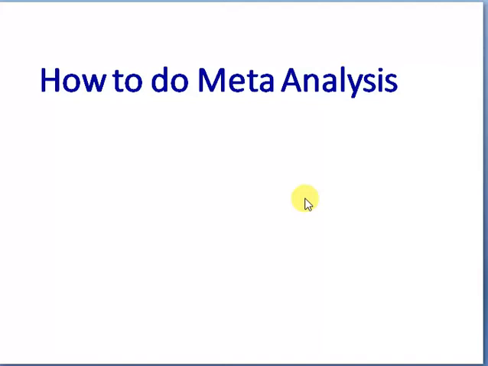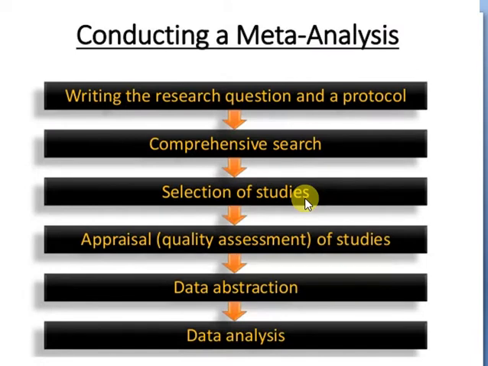Today we're going to see about meta-analysis. Meta-analysis and systematic review is very important. Next to RCT, it is a highly acceptable type of analysis. So how to do meta-analysis? We do have various steps when conducting a meta-analysis.